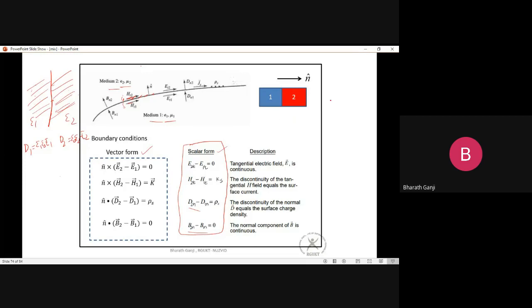Let me take a scenario that on a boundary there is a surface current which is 9 times Ax cap plus 10 times Ay cap. On one side of the region, say for example, the tangential component in the second region is given as 4 times Ax cap plus 4 times Ay cap.